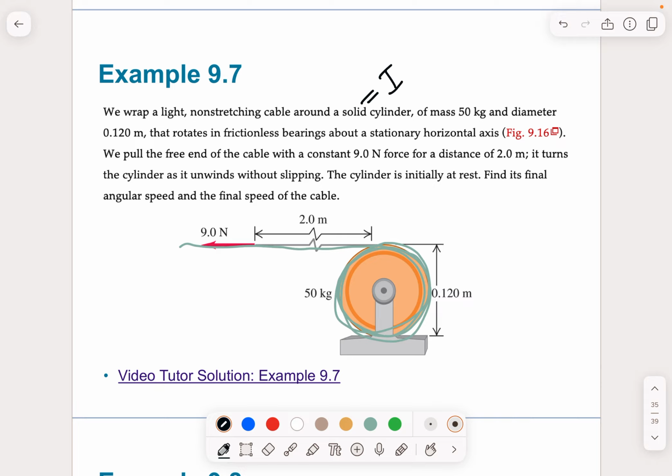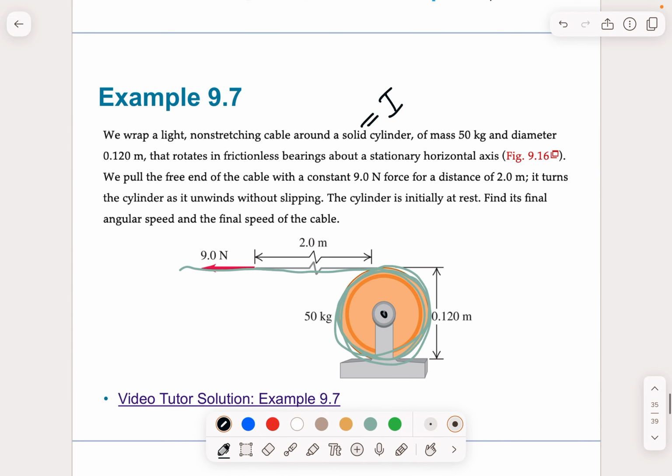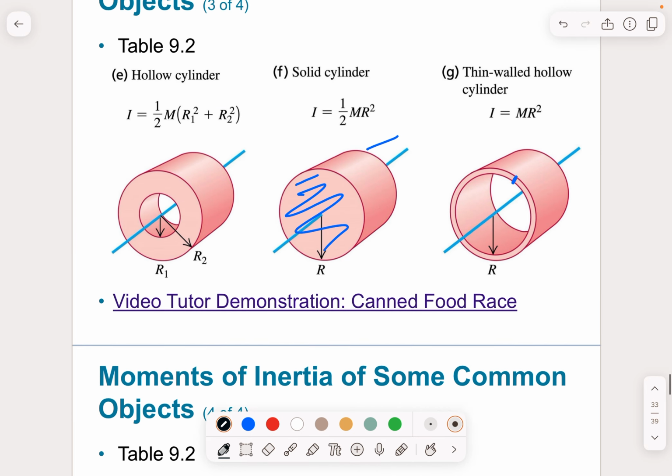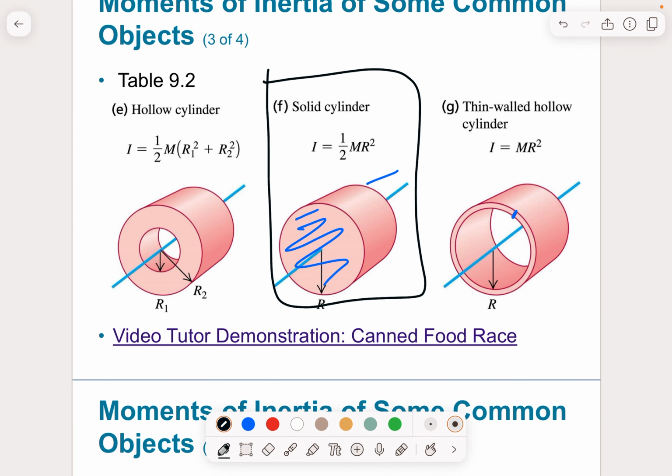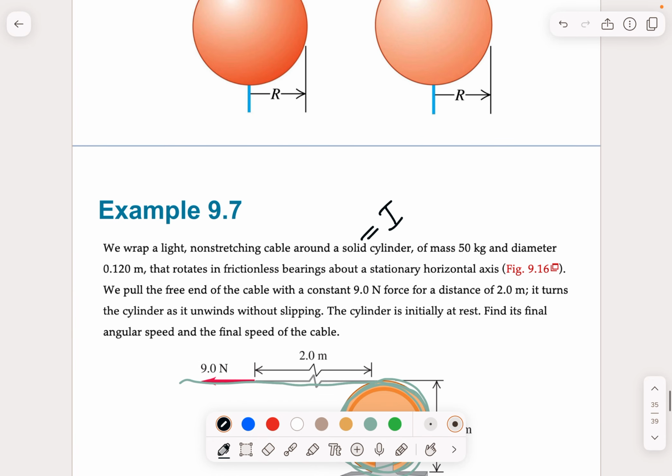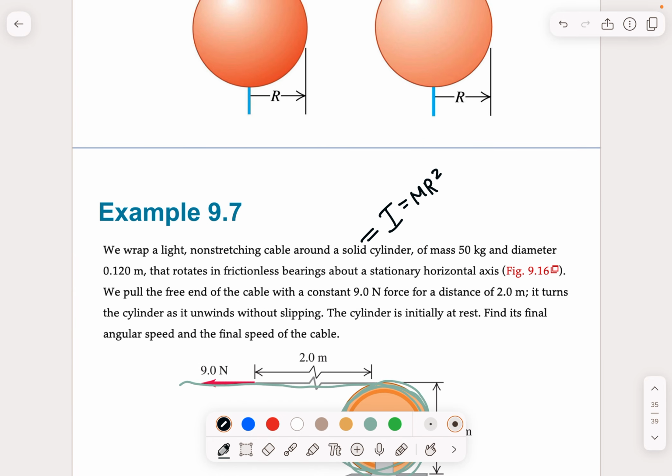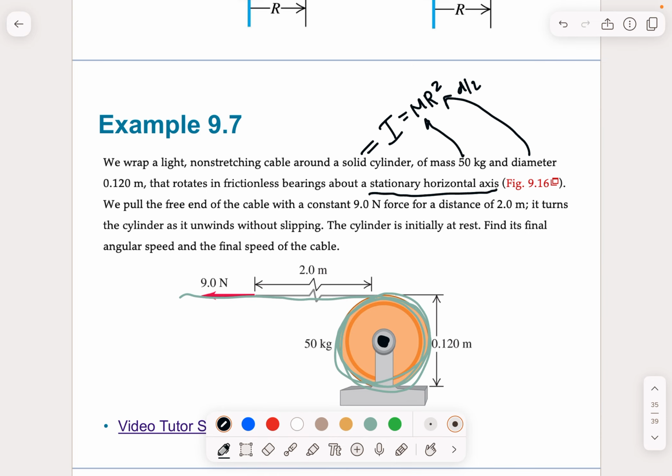So we can go to our table, and it's rotating about its center, so let's look for a solid cylinder, 1/2 mr squared. Now we know the moment of inertia of that object. We can go ahead and jot it down. We know its mass, 50 kilograms, its diameter, D/2 goes there for radius. And that it's rotating about frictionless bearings, meaning there's no friction going on. And then the axis is stationary and horizontal, meaning the axis is not moving, right? This rotation axis right here is still.